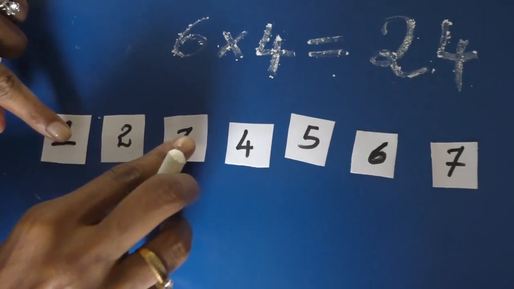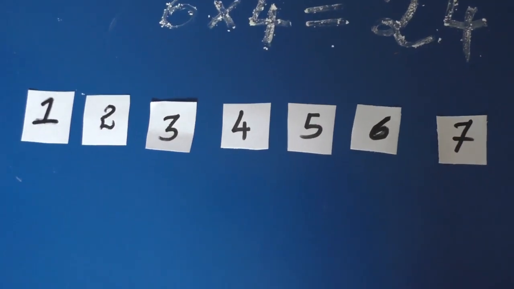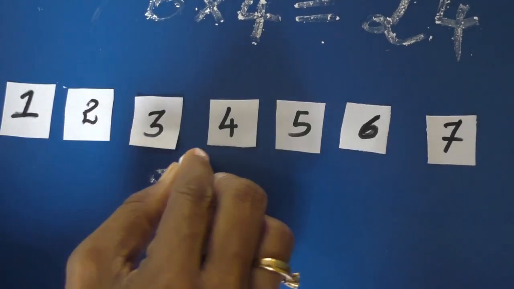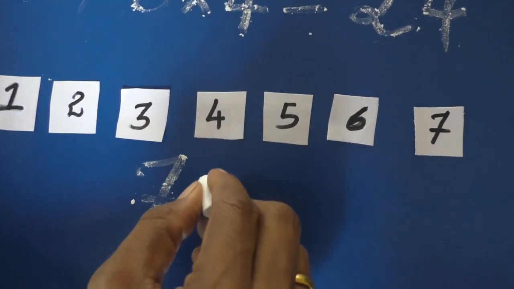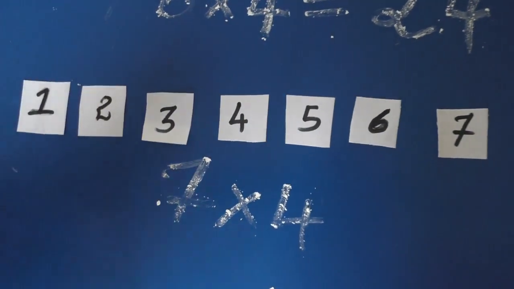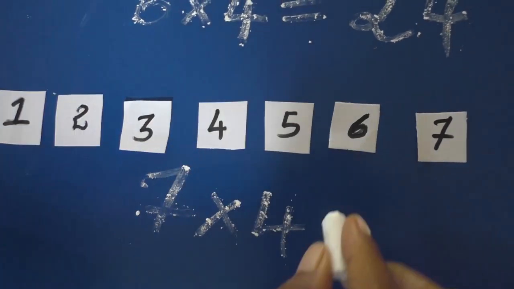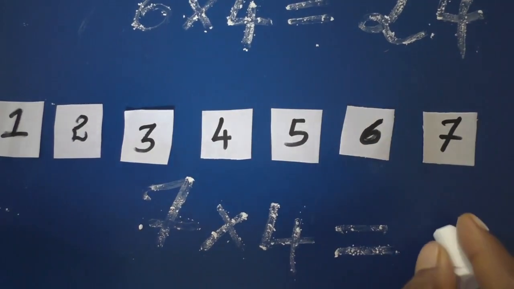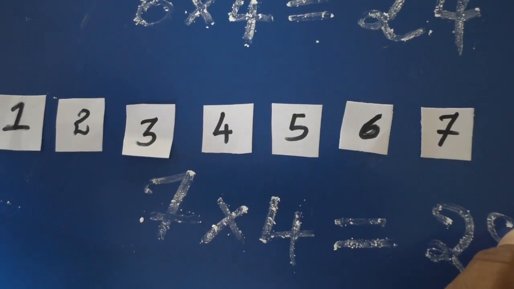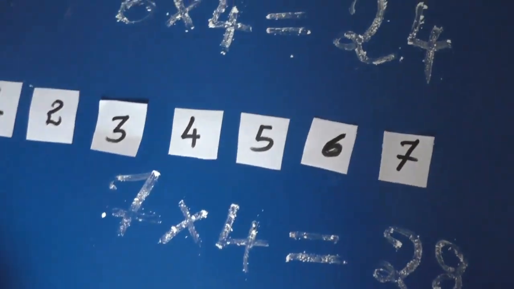So we have 7 squares. How much is 7 into 4? 7 groups with 4 sides for each square. 7 squares with 4 sides for each square. So 7 into 4, 28. So the answer would be 28. So you can see 4 is getting added up.